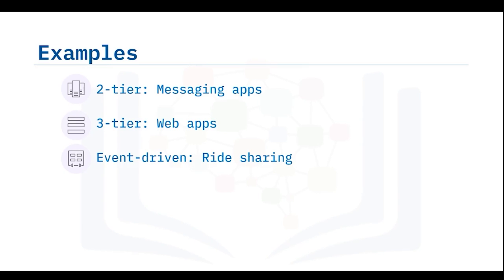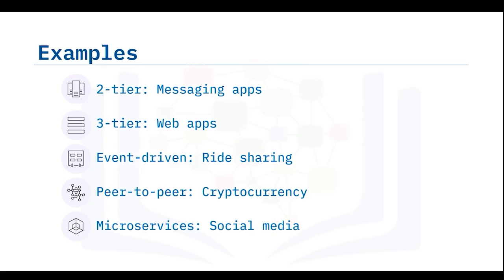Ride-sharing apps such as Lyft and Uber are examples of event-driven patterns. The customer sends a notification that they need a ride from a particular location to another location, and that event is routed to a consumer. Cryptocurrencies such as Bitcoin and Ethereum use a peer-to-peer pattern. Each computer in the blockchain acts as both server and client. Finally, social media sites are composed of microservices.